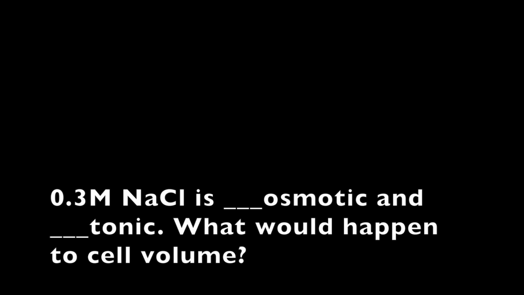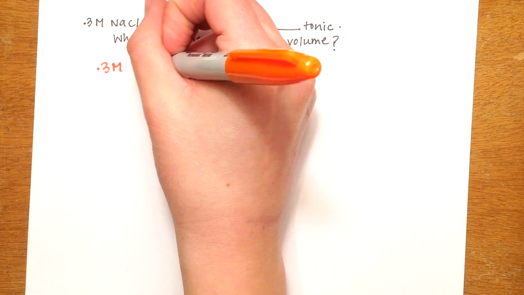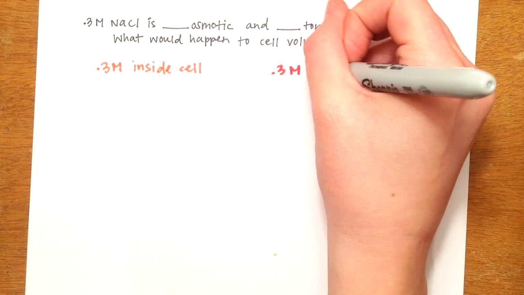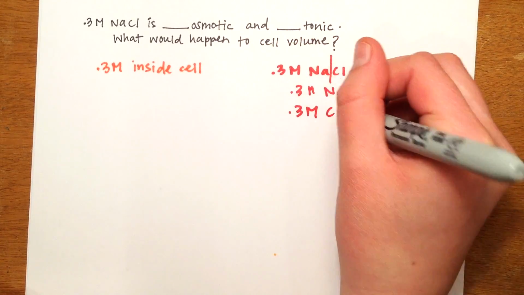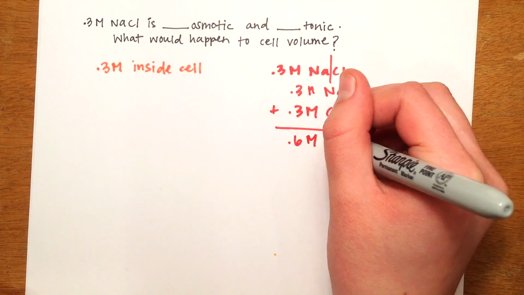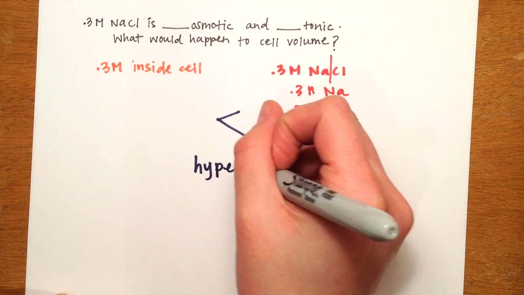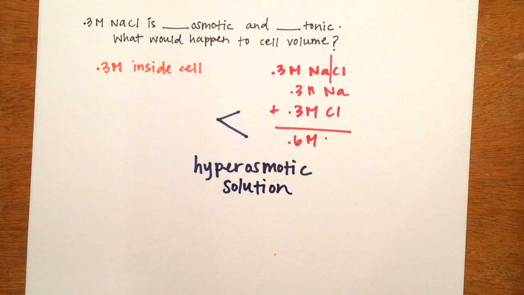The second question we're going to answer is: 0.3 molar NaCl is blank osmotic and blank tonic. What would happen to cell volume? Again, to answer this question, we'll start by stating that there's a 0.3 molar concentration inside the cell. Comparing that to the 0.3 molar concentration of NaCl, remember that's like saying 0.3 molar concentration sodium, 0.3 molar concentration chloride. Together they equal 0.6 molar concentration outside of the cell. That is greater than the 0.3 inside the cell, so it's hyperosmotic solution.